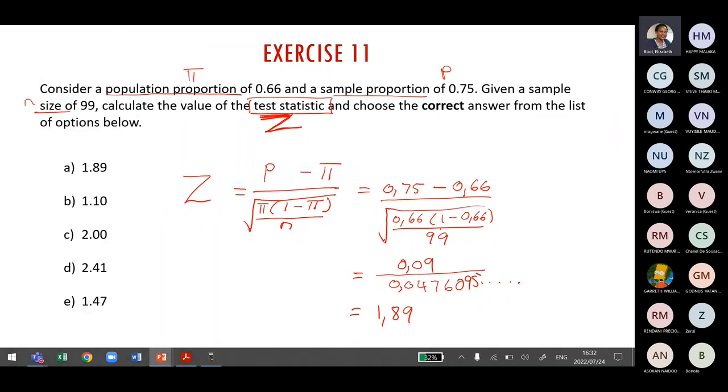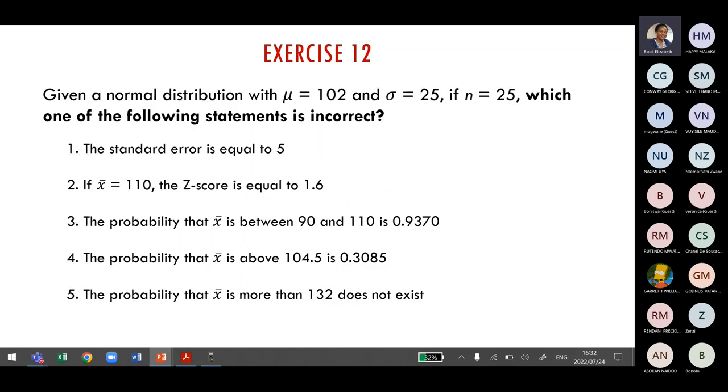which is that. And I'm going to leave you with one last question, which I'm not going to do. You can do it as a practice exercise. I think it's just the same question as the previous last session that we had. So in this question, you just need to calculate standard error, calculate the Z-score, calculate the probabilities. And this is between, above, which is greater than, and more than, which will just be above as well.